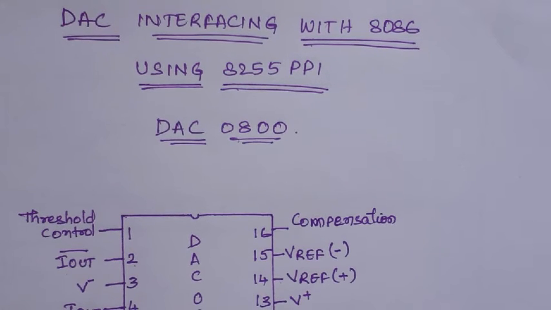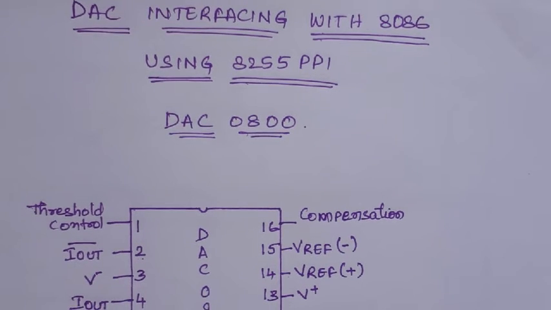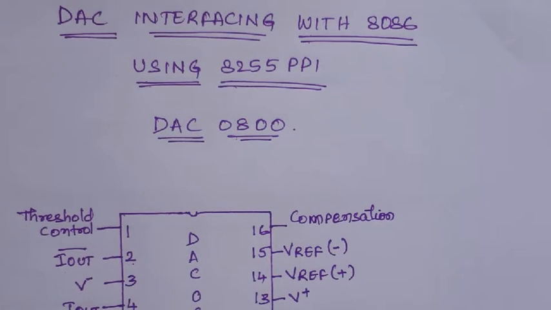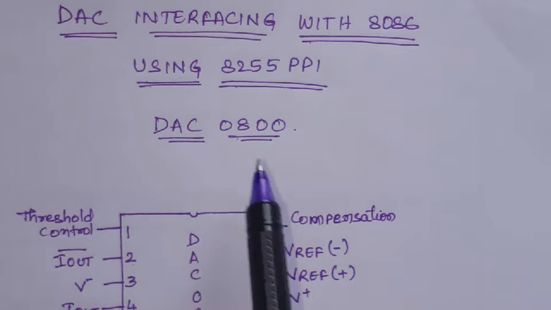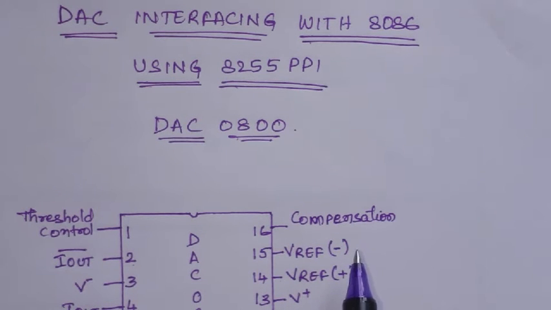Hello students, let's continue with the interfacing. So let's see DAC interfacing with 8086 using 8255 peripheral interface device. So DAC, digital to analog converter.